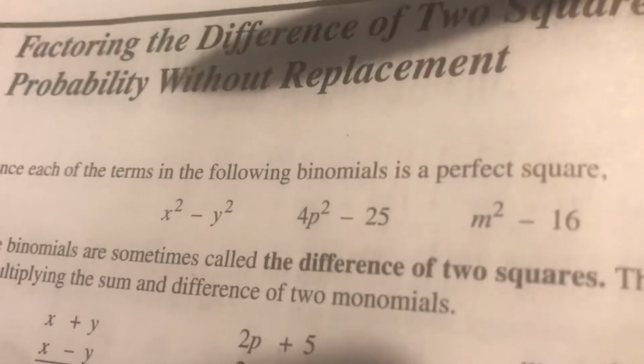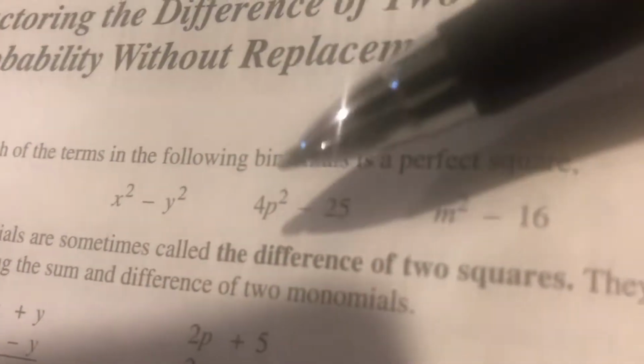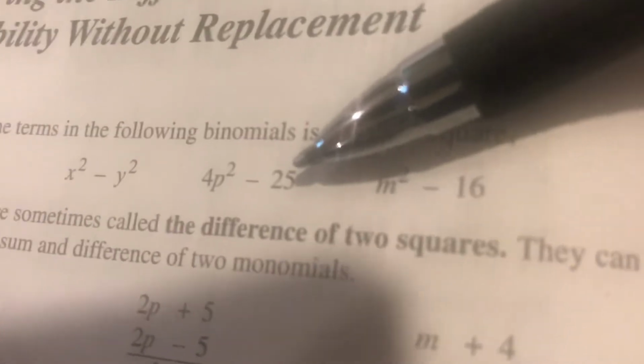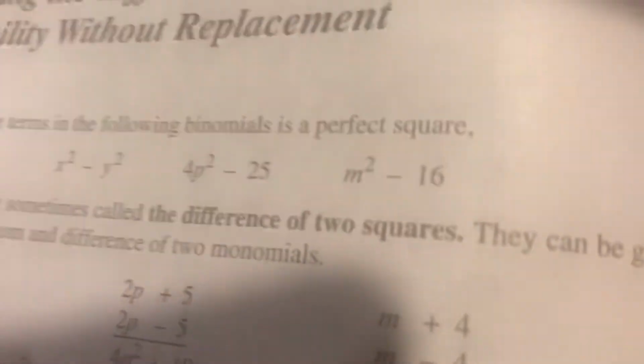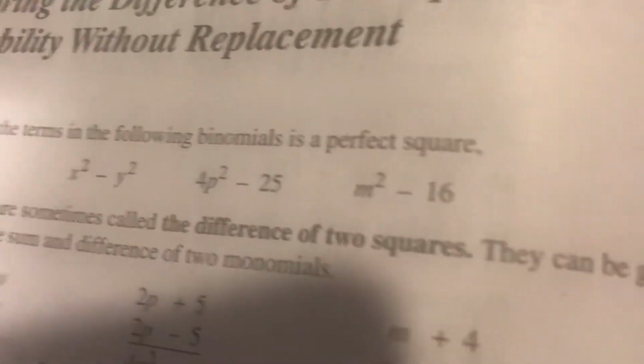Factoring the difference of two squares. When you have two squares and a minus sign, you can always factor them. That's a square, 2p times 2p, 5 times 5, and a minus sign. So it's only when there's a minus sign in between two squares that you can factor them.